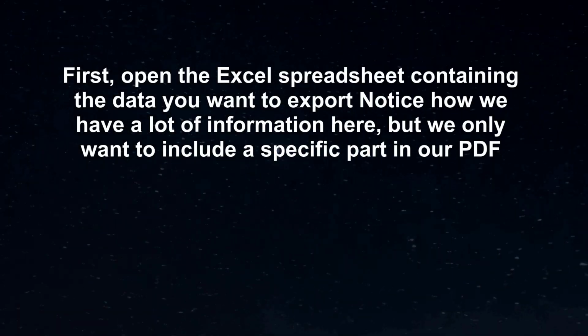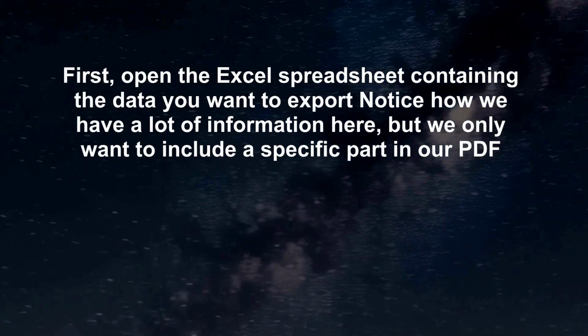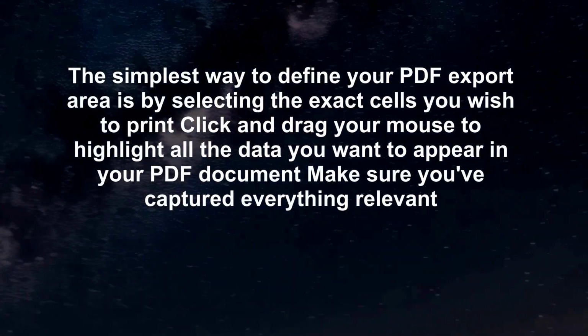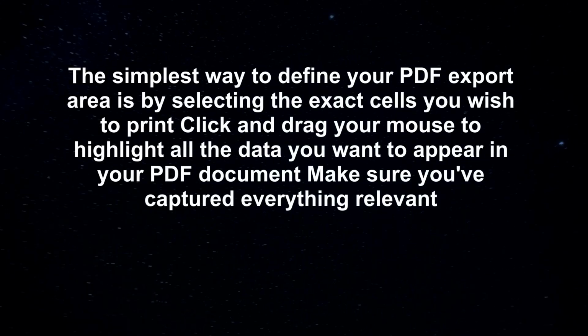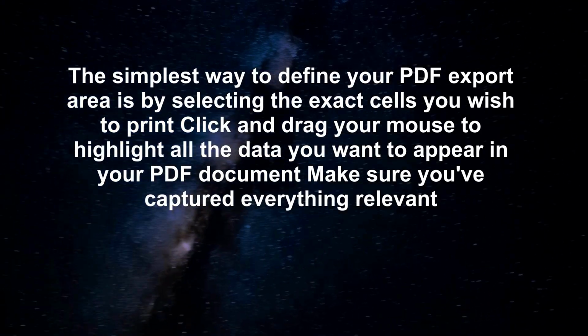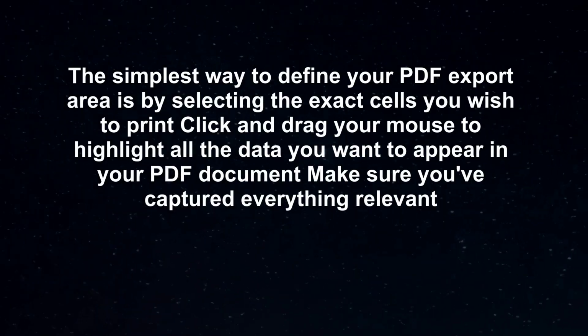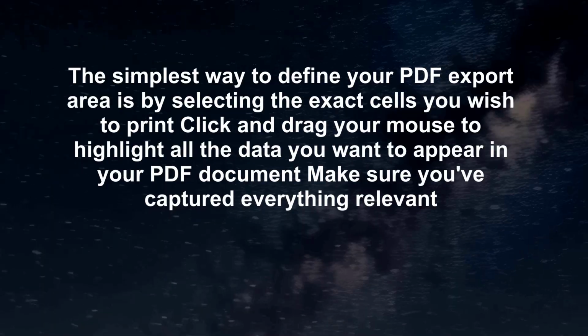Notice how we have a lot of information here, but we only want to include a specific part in our PDF. The simplest way to define your PDF export area is by selecting the exact cells you wish to print. Click and drag your mouse to highlight all the data you want to appear in your PDF document. Make sure you've captured everything relevant.